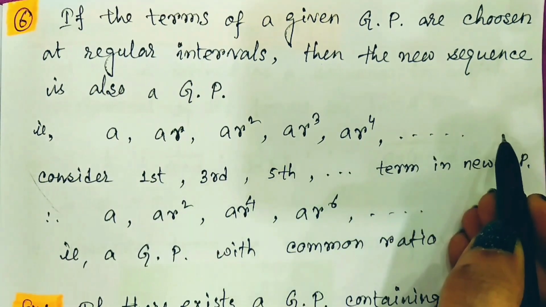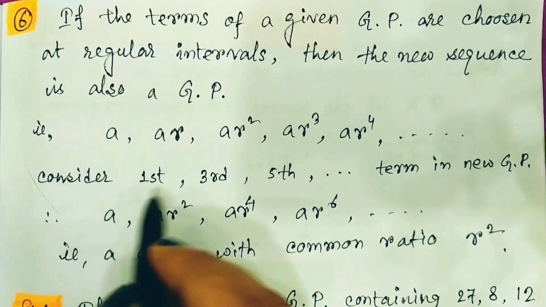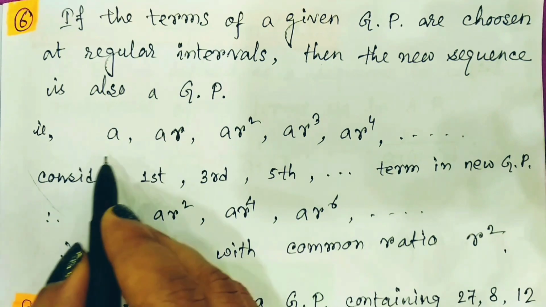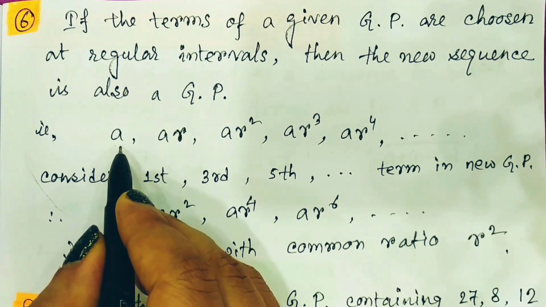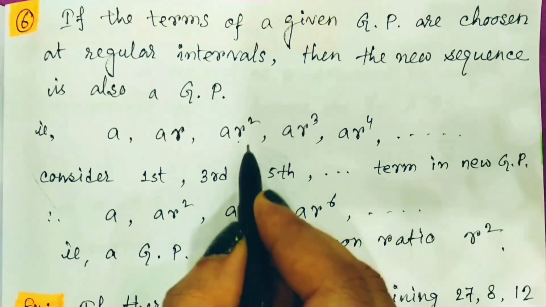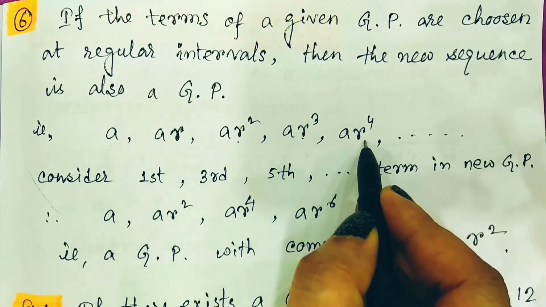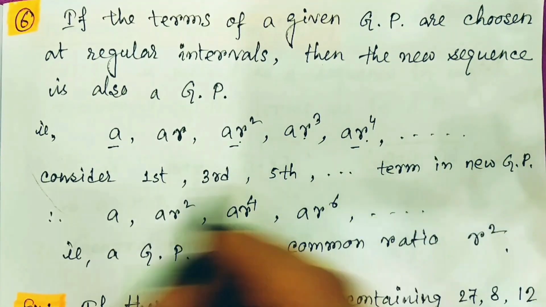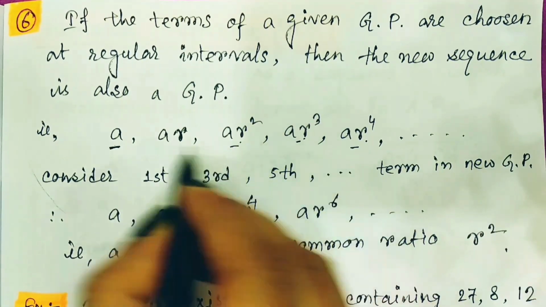If this is your given sequence, and from here we choose a few terms at a regular interval. That means we choose the first, skip the second and take the third one, always skipping one term and then choosing the next one. So if I choose this one, this one, this one in this way, that means after skipping two.